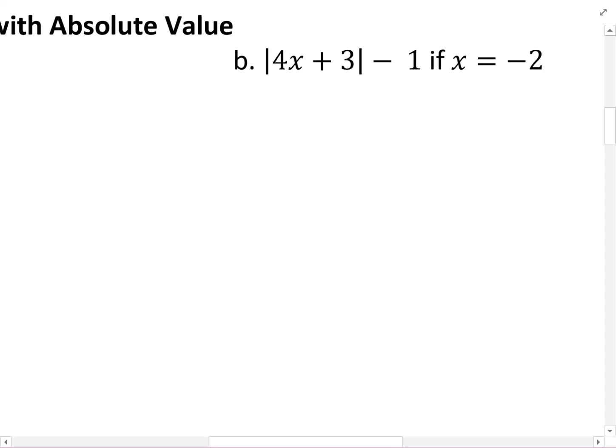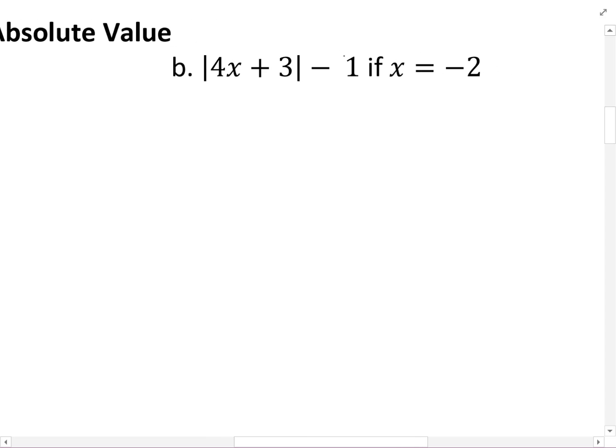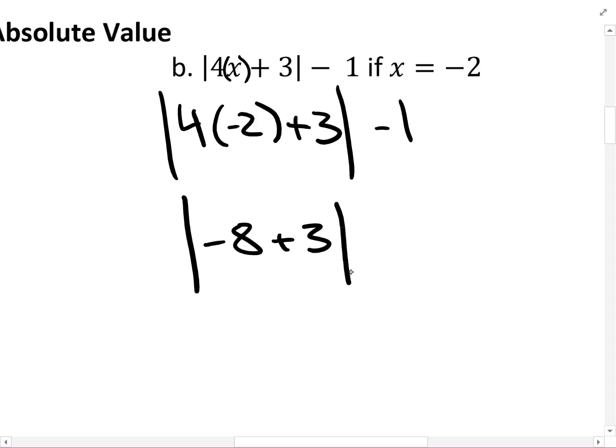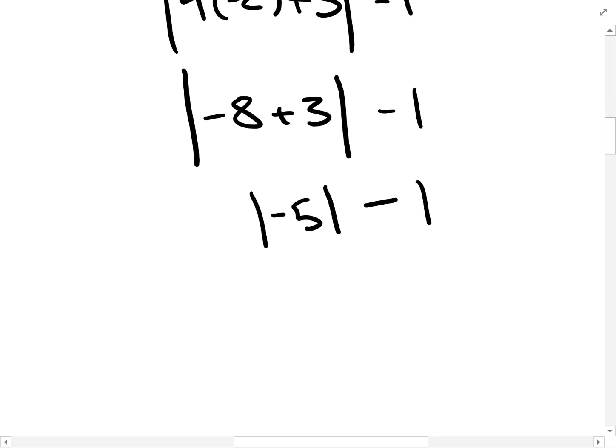Let's try one more. We're plugging in -2 for x. Absolute value of 4 times -2 plus 3 minus 1. That's going to be -8 plus 3 minus 1. -8 plus 3 is -5. And the absolute value of -5 is +5. So 5 minus 1 is 4.